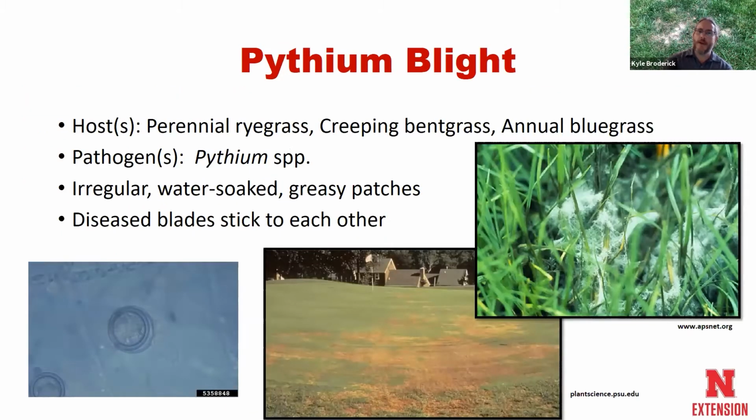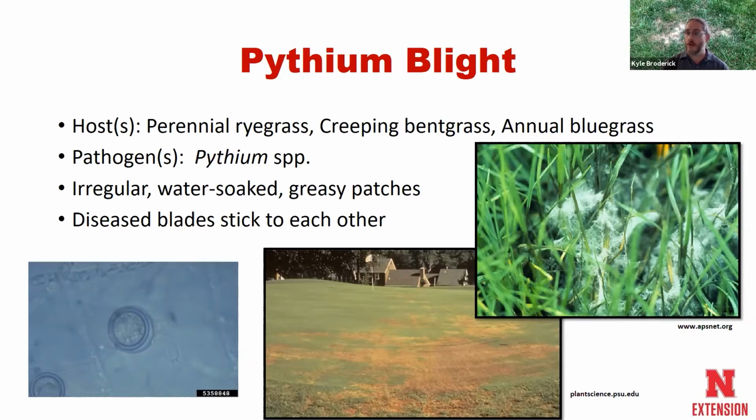The next one is Pythium blight. Pythium blight is favored by wet, cooler conditions, and we tend to see it primarily on ryegrass, bentgrass, and bluegrass. We often get irregular, water-soaked, greasy patches. These patches may coalesce to form a very large blighted area like we have here in the bottom picture, but those large blighted areas will normally follow some sort of drainage pattern.